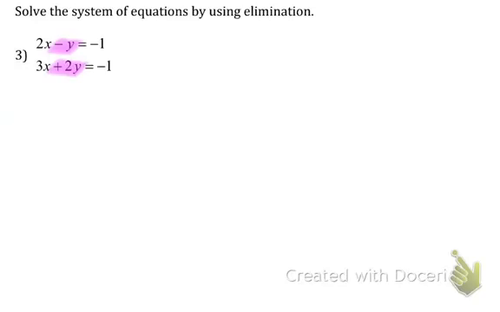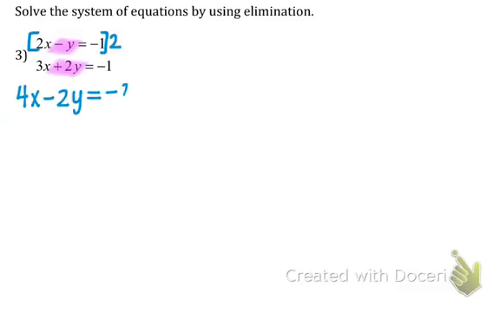I can see that I have a minus y in the first equation and a plus 2y in the second equation. Since those equations are already opposite signs, a minus y and a plus 2y, that's going to be easier for me to eliminate because those will zero out when I add them from top to bottom. The only thing that my top equation needs is a coefficient of positive 2. So I'm going to multiply the entire equation by positive 2.